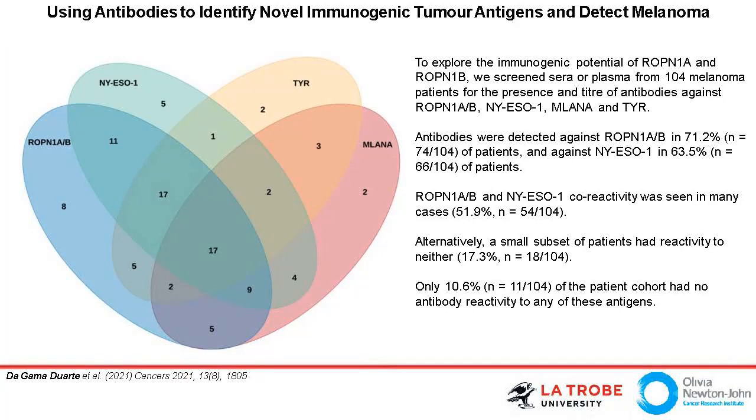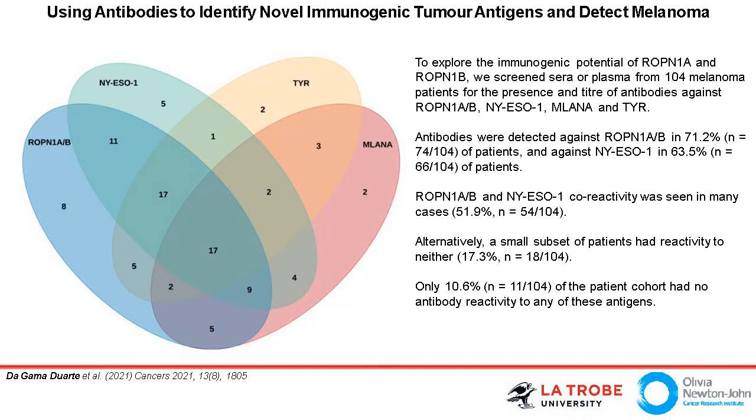And now antibodies. So it's great that the protein is highly expressed, but is it immunogenic? Because if it is not immunogenic, then automatically that limits our use. So to explore the immunogenic potential of these new antigens, roprin-1a and 1b, we screened the serum or plasma from 104 melanoma patients using the CT100 cancer array.